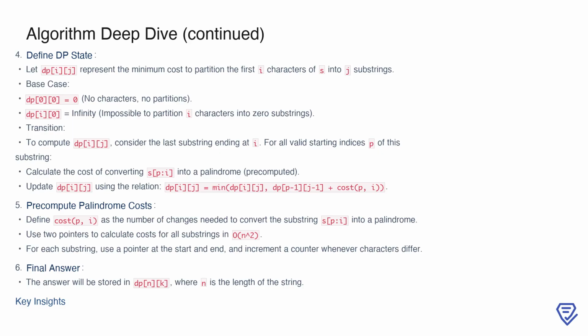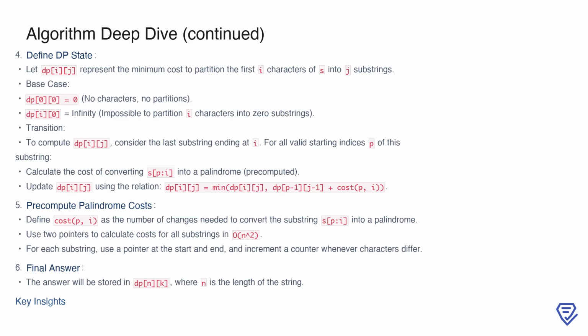substring ending at i. The cost of converting this substring s[p..i] into a palindrome is precomputed, and we use the relation dp[i][j] equals min(dp[i][j], dp[p-1][j-1] plus cost[p][i]) to update the state. To efficiently calculate the conversion cost for any substring, we use a two-pointer technique, which allows us to determine the number of changes needed in O(n^2) time for all substrings. Finally, the answer to the problem will be stored in dp[n][k], where n is the length of the string.